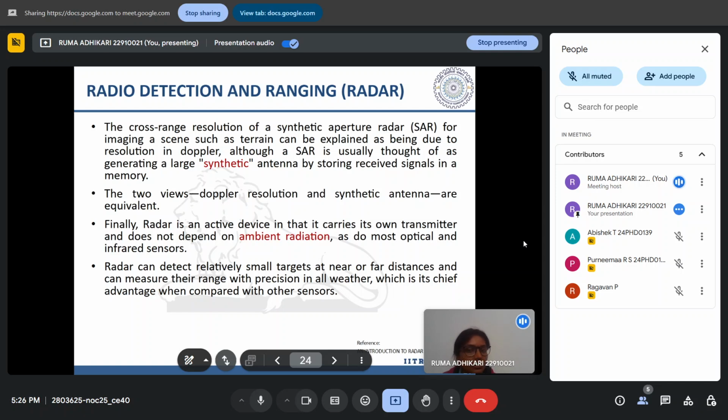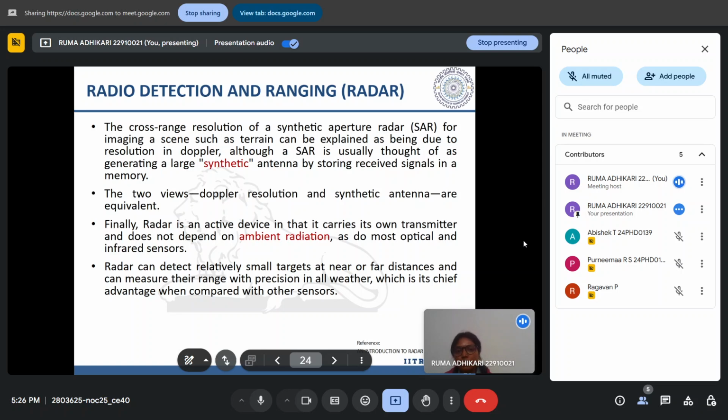So finally, radar is an active device in that it carries its own transmitter and does not depend on ambient radiation. It depends on the reflected or scattered signal, whereas optical and infrared sensors depend on ambient radiation. So radar can detect relatively small targets at near or far distance and can measure their range with precision in all weather.